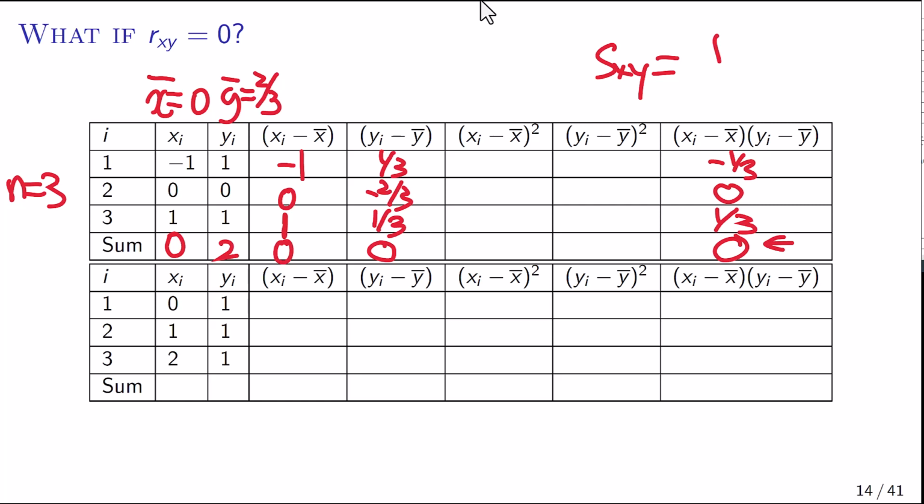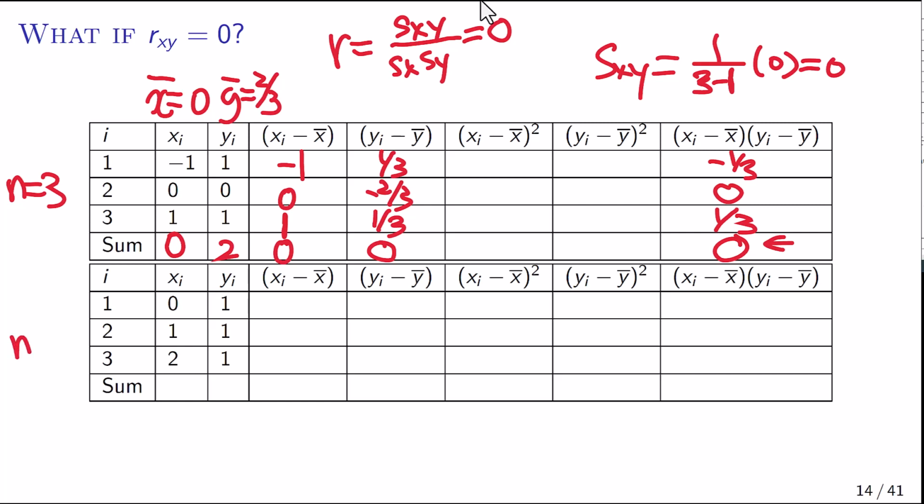So since this sum is 0, what is the covariance Sxy between x and y here? It is the sum divided by 3 minus 1, and the sum is 0, so it ends up with 0. If the covariance is 0, and remember R equals the covariance divided by the standard deviations of x and y, so whenever the top term is 0, then R ends up with 0, okay? The same thing for the second table, okay?